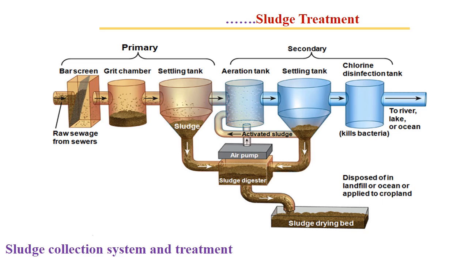Here once again it is showing the complete process of treatment, and we can see the last part for the sludge treatment. So the pollutant goes through bar screen, grit chamber, settling tank, then some sludge is coming down, and then it goes to secondary treatment, that is aeration tank, settling tank, and then the treated water goes through disinfection, and the final stage settling tank gives the sludge. This sludge will undergo digester and then sludge drying bed.